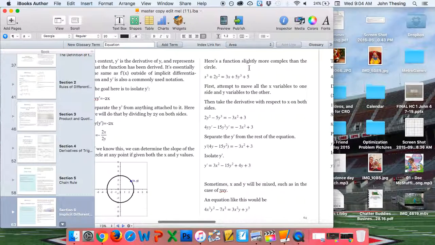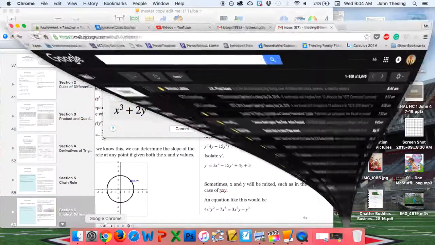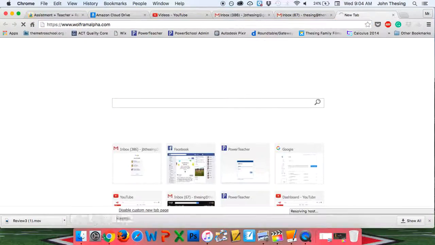All right, here's a function slightly more complex than the circle. This is not a function. I highly doubt that it's a function, although we can check real quick. I'm gonna guess it's probably not. It's probably a relation. Come on, internet. There is a possibility that it might or might not be an equation. It's definitely an equation. There's definitely an equation going on here.